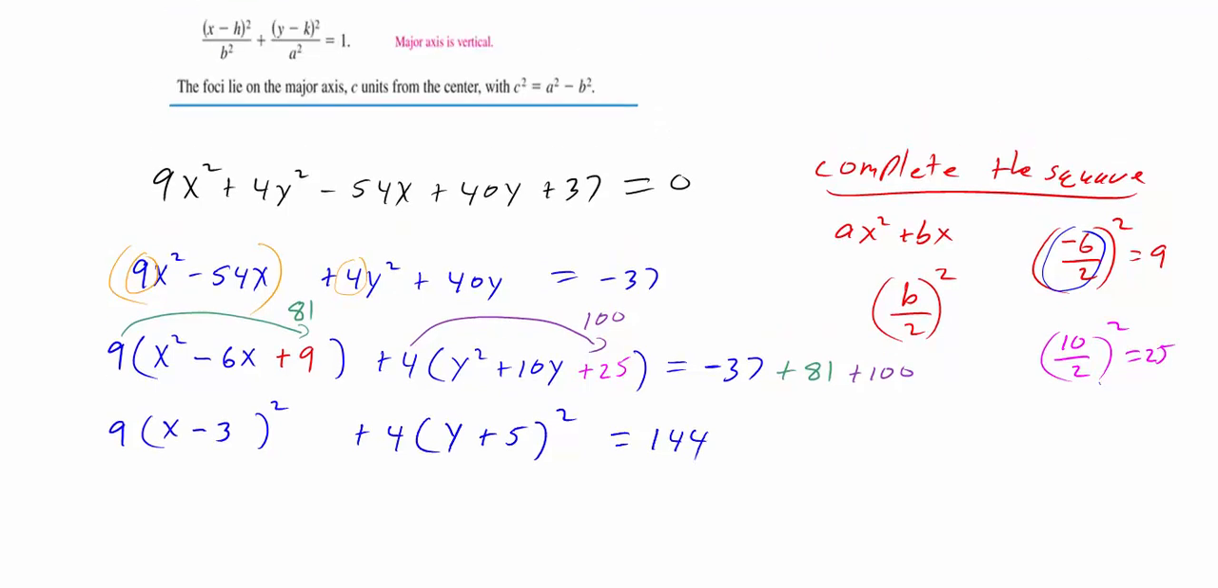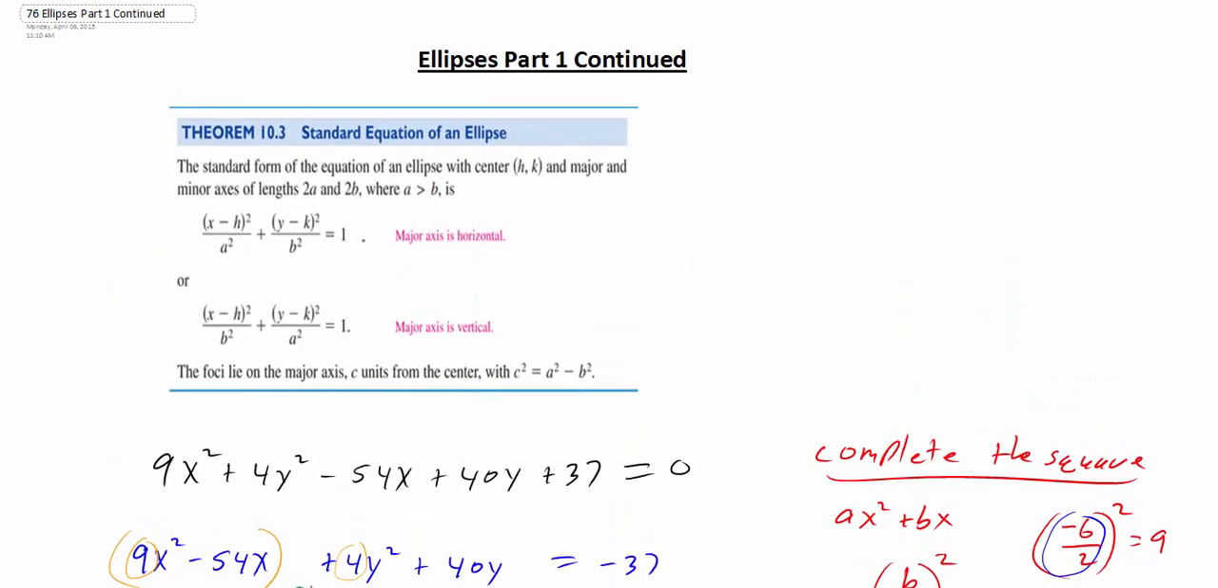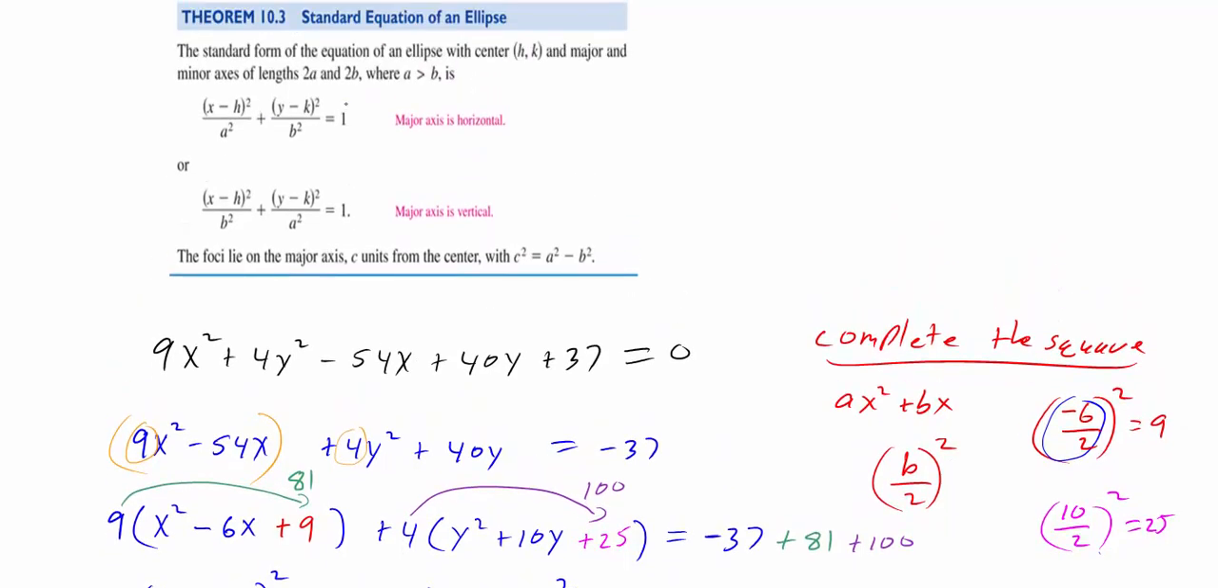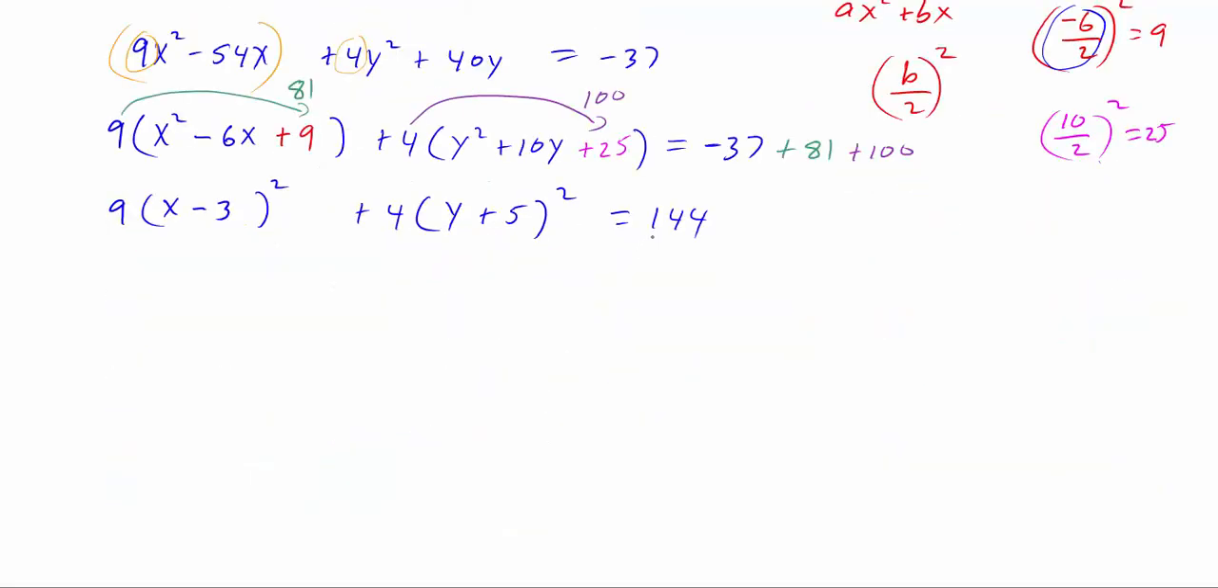So now, are we getting closer to this standard form? Well, if we look up here, the only thing that's different with the standard form is that we do not have anything multiplied in front of the x minus h squared or y minus k squared, and also the equation is equal to 1. So if we look at our equation at this point, it is equal to 144. So if we want to make it equal to 1, we could certainly just divide by 144. So that means we have to divide everything on the left by 144 as well.